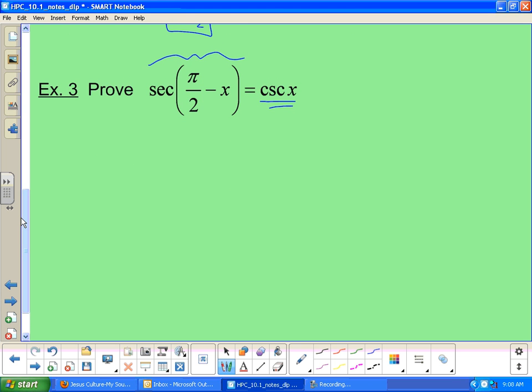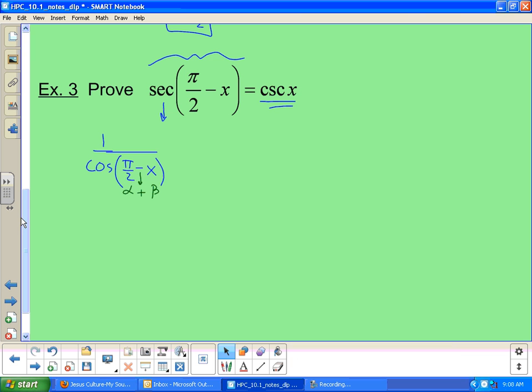First of all, we have a secant of some angle minus another angle. Well, remember that a secant is the same thing as 1 over cosine of this angle, pi over 2 minus x. So really, I'm just dealing with my cosine difference situation right here. Again, I have to do a little identification. There's my alpha, there's my beta, and we know that this is going to translate into a plus when I'm working with my difference formula in this case.